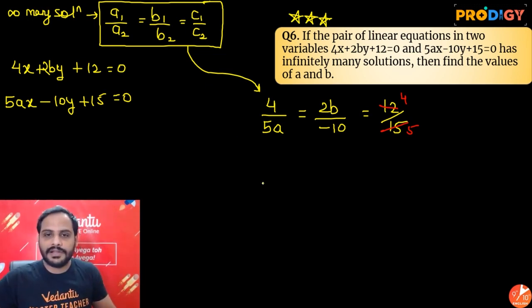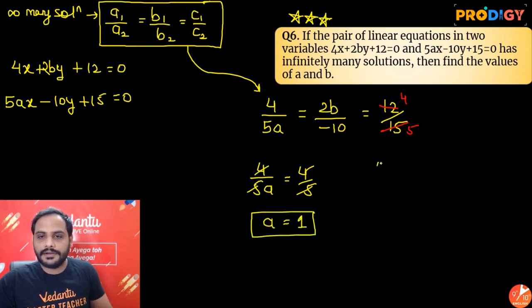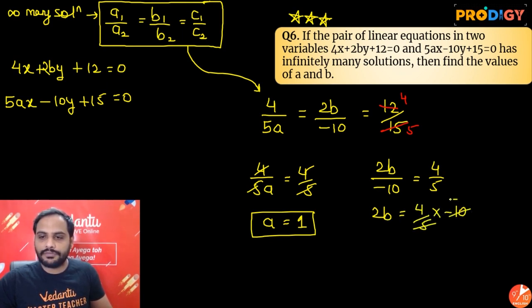All three are equal. So let's make 4 by 5a equal to the known fraction which we know, 4 by 5. When you solve it, you will get a equal to 1. And here 2b upon minus 10, let's make it equal to 4 by 5. Shift minus 10 over there. 2b is equal to 4 by 5 into minus 10. So 5 twos are 10, so 4 into minus 2. Shift 2 in division. 4 into minus 2 is minus 8 by 2, which is equal to minus 4. So b is equal to minus 4.